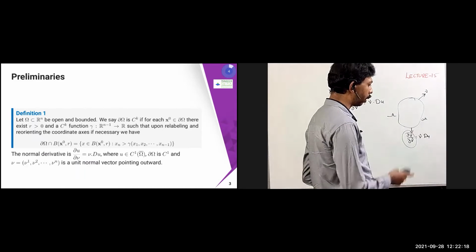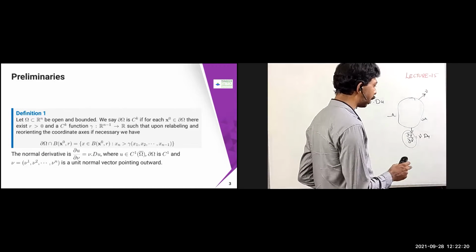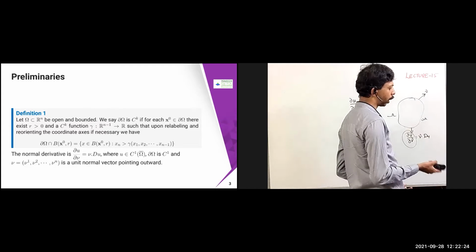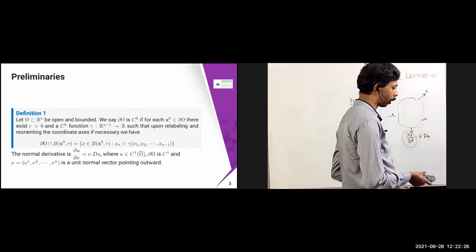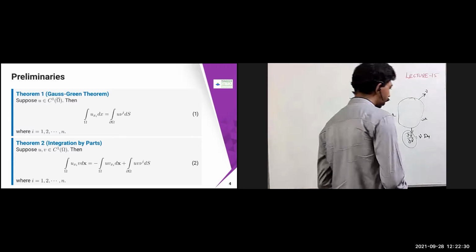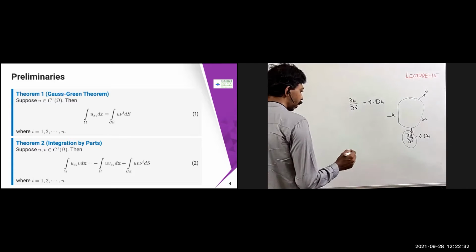So that means in this one, what does C1 mean? C1 is nothing but my gamma is a C1 function. Okay, that's all. The Ck function means gamma is a Ck function, a C1 function. That's all. These are some of the other preliminaries which I leave to you as an exercise. You can just solve that.